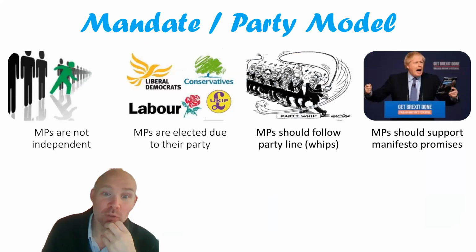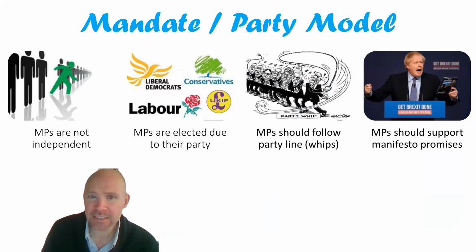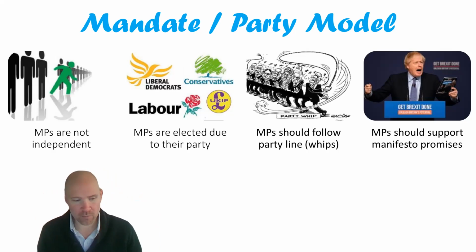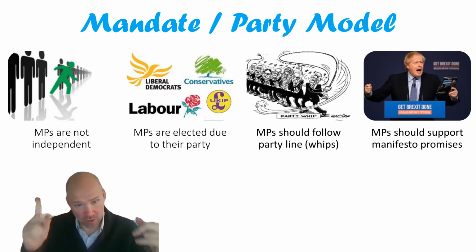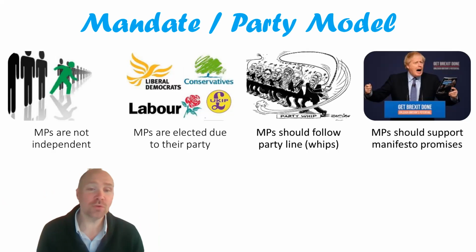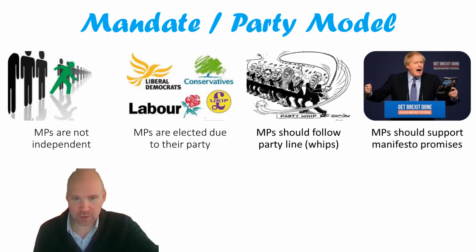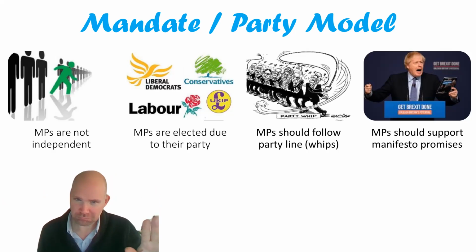So here is model number one. It's called the mandate or the party model. I prefer the term party model. Some of the textbooks and Wikipedia use the term mandate model. But this argues this: it argues that MPs are not independent. When we vote for them, they cannot just go off and do their own thing. They cannot make their own decisions. They cannot use their own ideas because they have been elected due to their party. We voted for them because they were Conservative or because they were Labour or because they were Green. And therefore they are there to represent their party as well as the constituents.